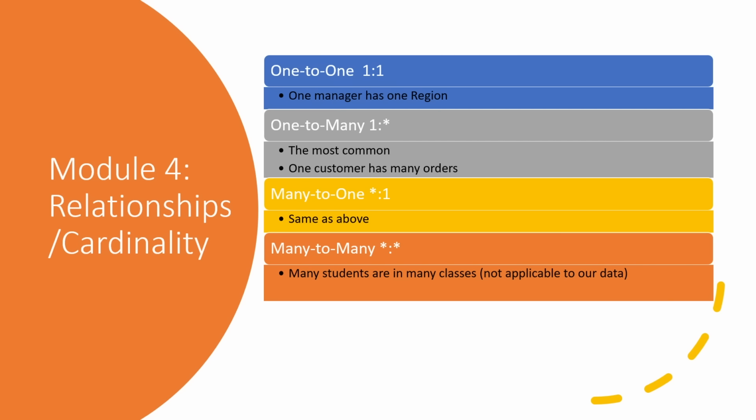Many-to-many relationships are the least common. They're represented by asterisk, colon, asterisk. We don't have a situation in our data that would require a many-to-many relationship, but the example would be many students are in many classes. I'm going to switch back over to the sample Superstore Power BI file for this lesson.